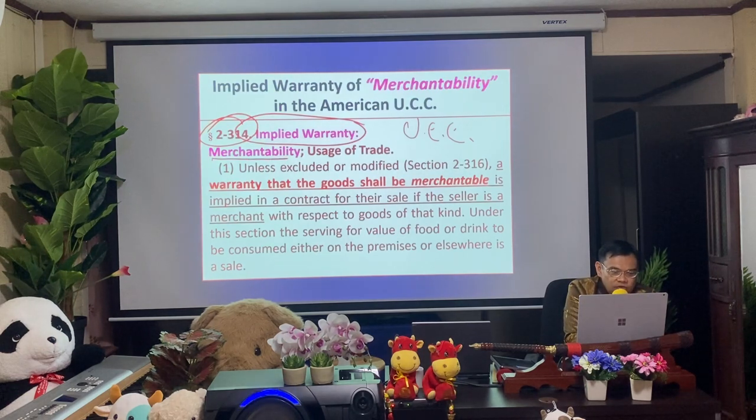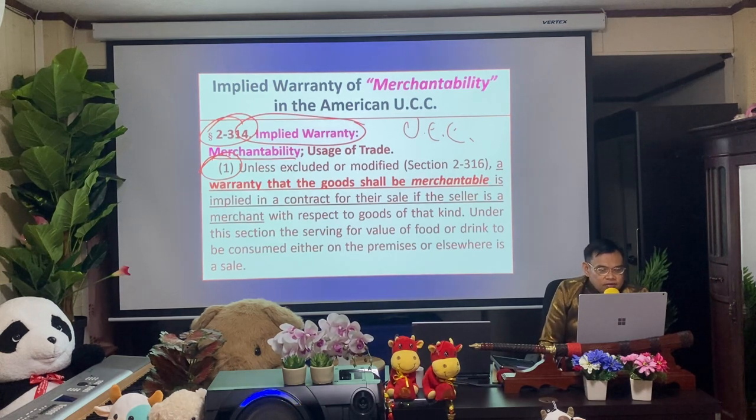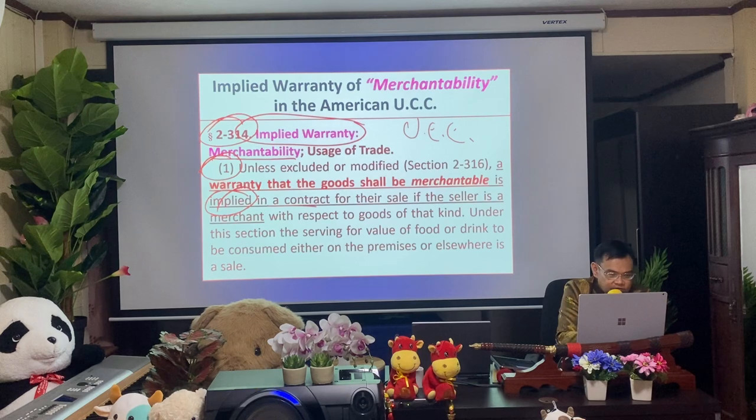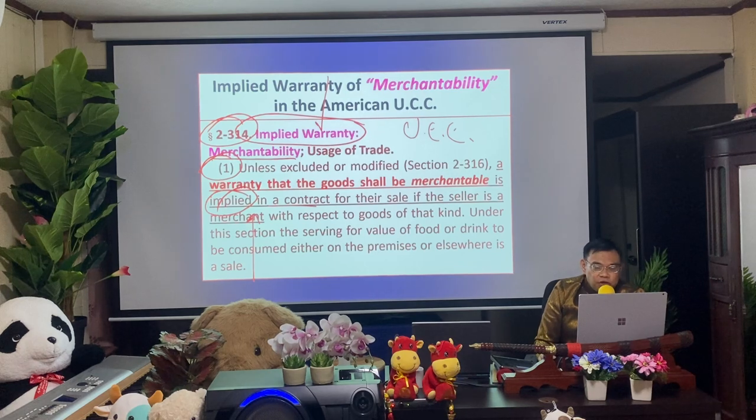And we also see the heading: merchantability. If you look at paragraph 1, it says, unless excluded or modified, a warranty that the goods shall be merchantable is implied in a contract for their sale if the seller is a merchant. So if it is a sale by a merchant to a customer, even though the contract says nothing about this, it is considered an implied warranty, part of the contract of sale. The goods will have to be merchantable. Section 2-314 requires the goods to be merchantable.